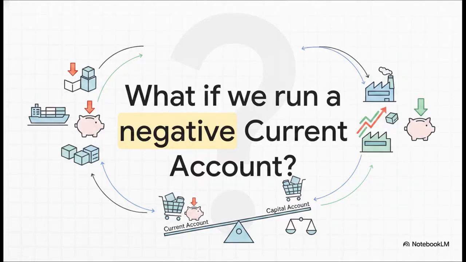But that perfect zero leaves us with a massive real-world puzzle. If the final balance of a country's master ledger is essentially mathematically forced to equal zero, what does it actually mean for a country's long-term future if it constantly runs a negative current account? If a nation is perpetually buying way more physical goods than it produces, relying heavily on its capital and financial account to balance the math, well, it means it must constantly sell off its financial assets or take on deeper and deeper foreign debt just to survive.